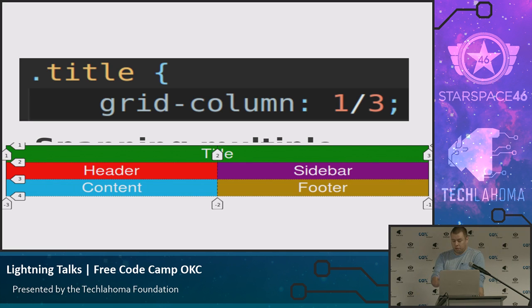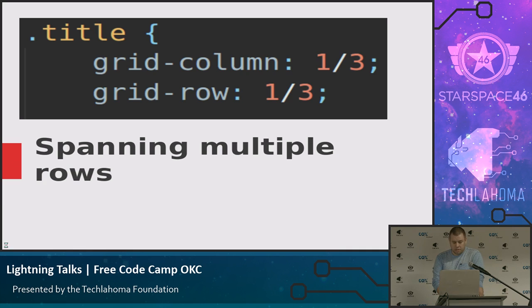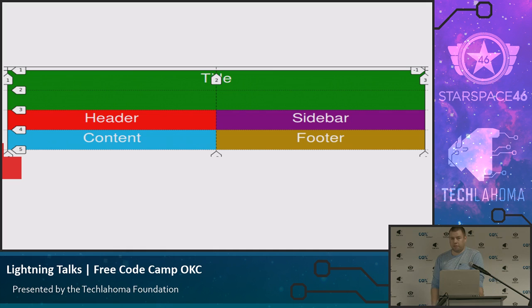And I've shown the grid display here. This is in Firefox's DevTools. It shows you the line numbers. So what we've done here is I've started from line 1 on the left, and I told it I wanted to stretch all the way to line 3 on the right. You can do the same thing for rows. It spans multiple rows. It does the same thing. Now we've gone down 2 rows.